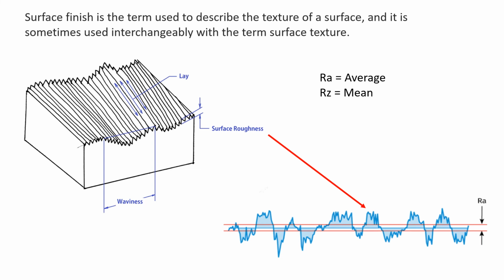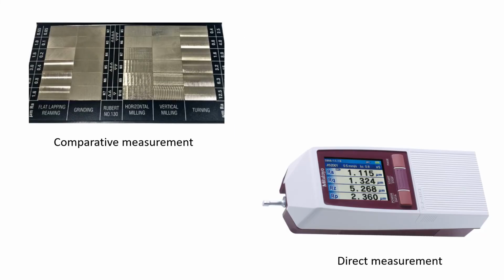Just a revision from year one, 3 things that determine surface finish: the waviness, the lay or the direction of the grooves, and the average of the surface roughness, the RA value. There's a couple of ways that we can measure surface finish or roughness: comparative, by using a comparative gauge, or a direct measurement using an electronic device which runs a stylus over the surface and gives us the information we need: average surface roughness, waviness, etc.